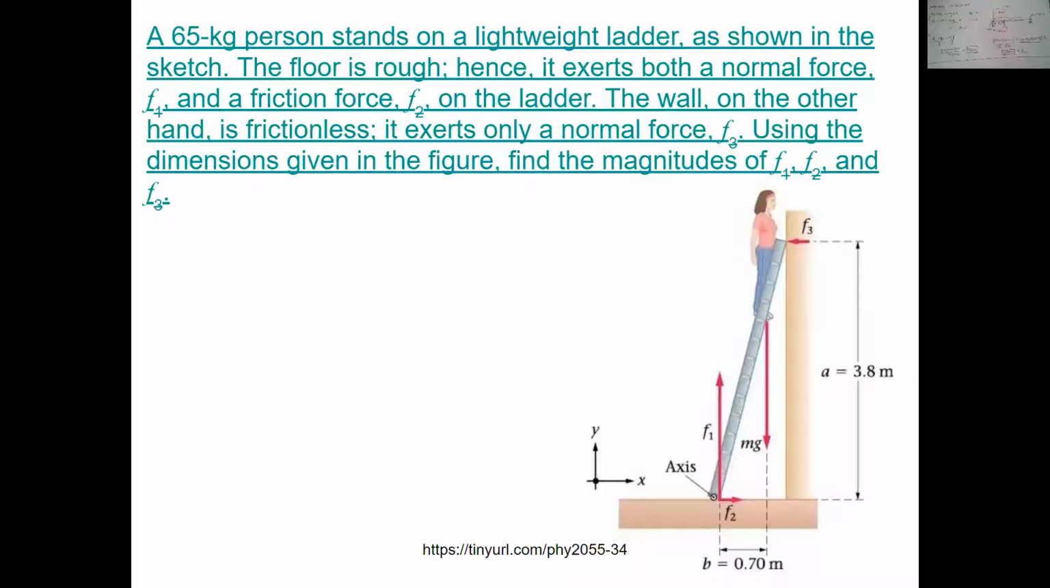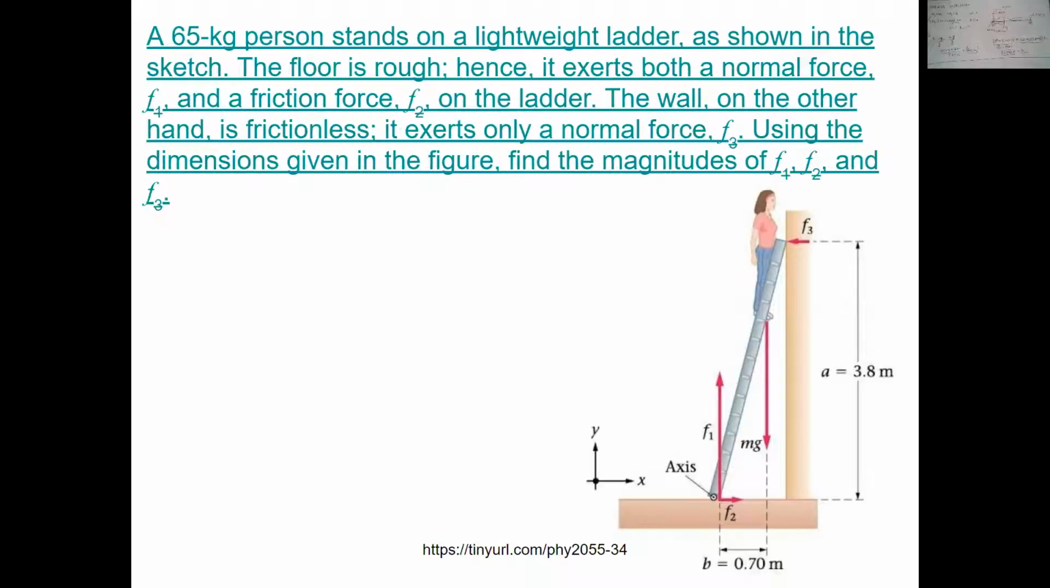So for that, let's take a look at this example over here. It says a 65-kilogram person stands on a lightweight ladder, as shown in the sketch here. The floor is rough, hence it exerts both a normal force F1 and a frictional force F2 on the ladder. The wall, on the other hand, is frictionless. It exerts only a normal force F3. Using the dimensions given in the figure, find magnitudes of F1, F2, and F3.